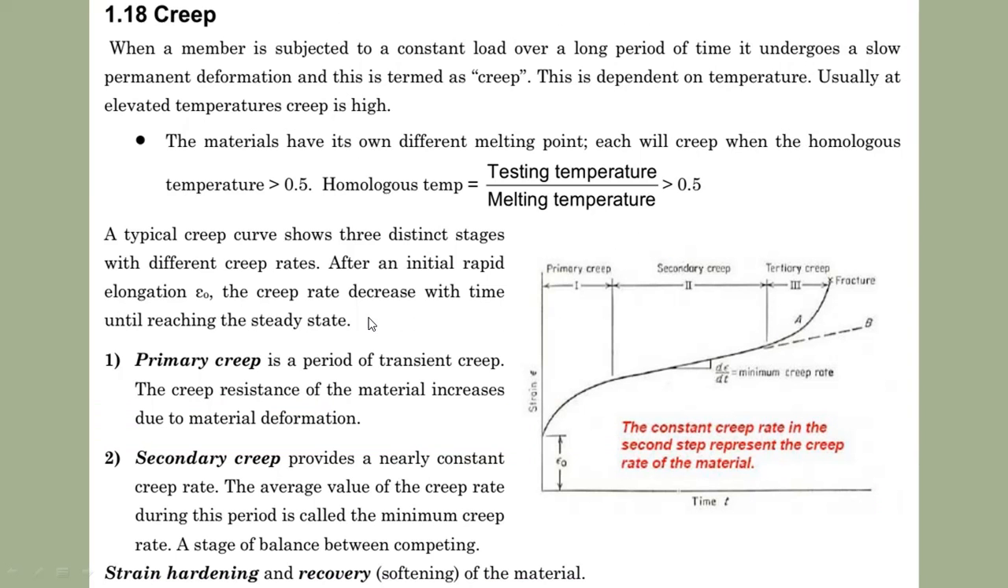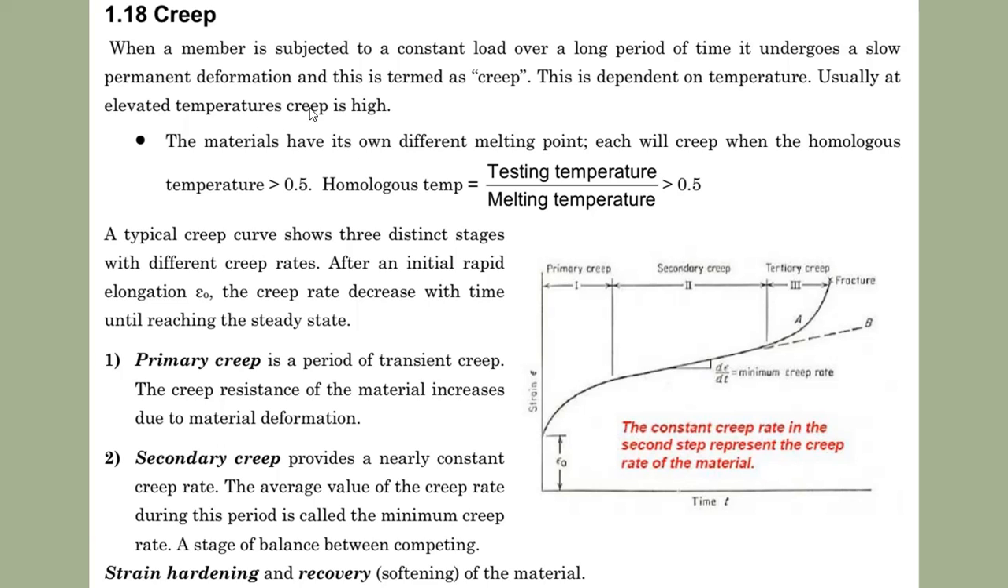So creep, what is meant by creep? When a member is subjected to constant load over a long period of time, it undergoes slow permanent deformation, and this permanent deformation is called creep. Permanent deformation means that after removal of load or force, the member will not return to its position. So this is called creep.